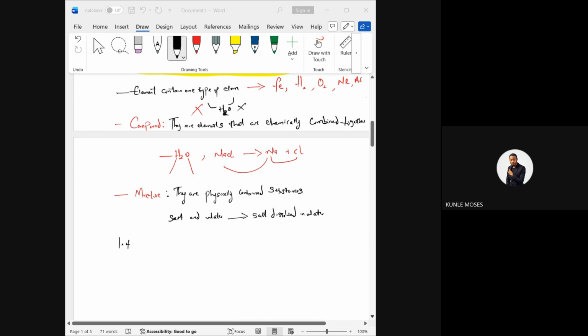So let's quickly move to the fourth thing for today. I think we are progressing well. So physical and chemical changes.